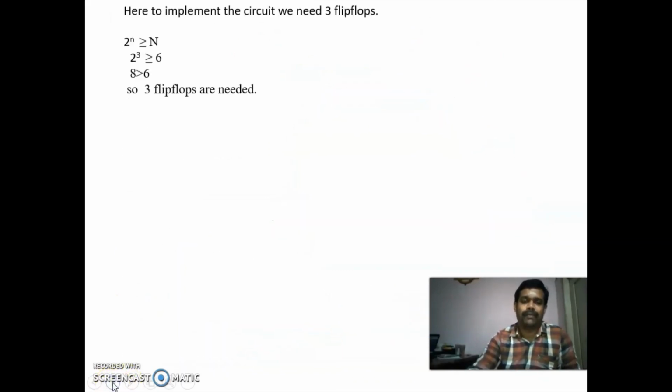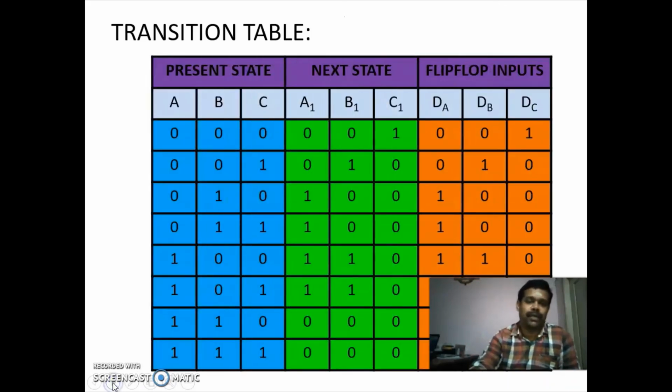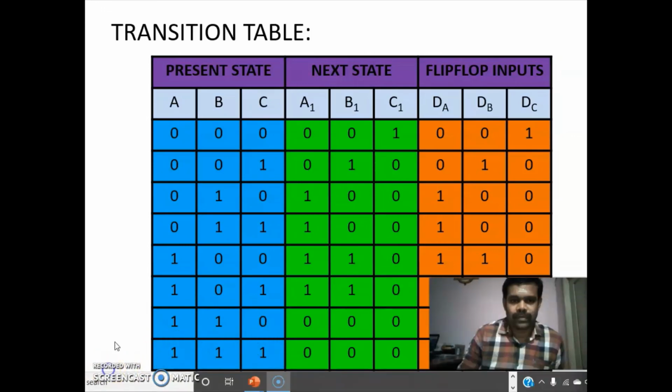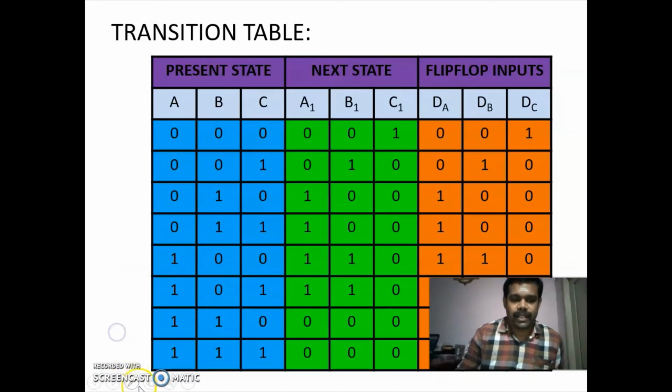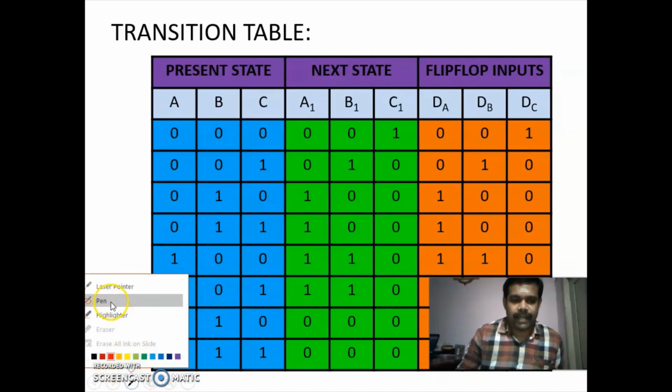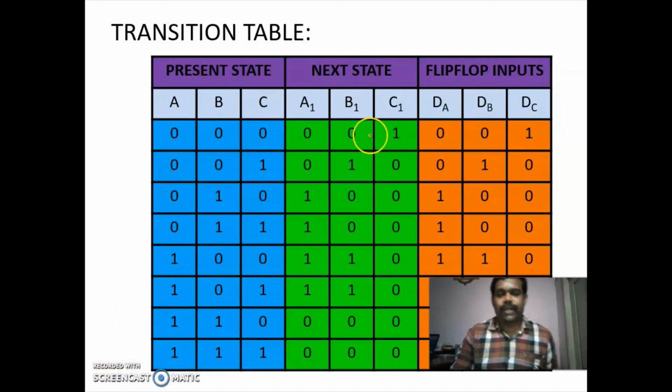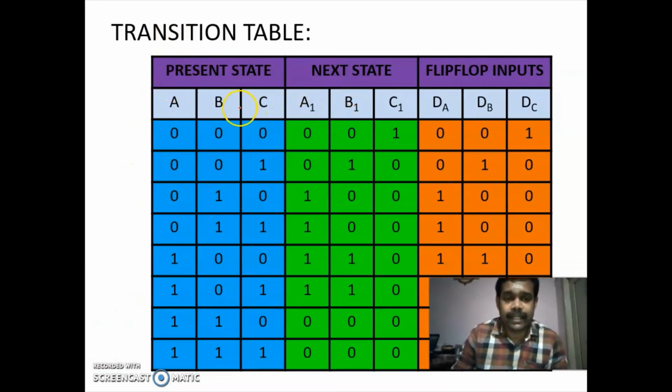So the number of flip-flops needed is 3. By the equation 2 to the power n is greater than or equal to capital N, we are finding the number of flip-flops. Then we are going for the transition table. Since we have 3 variables, we can write from 0 to 7. From the state diagram, we are going to write the state table.